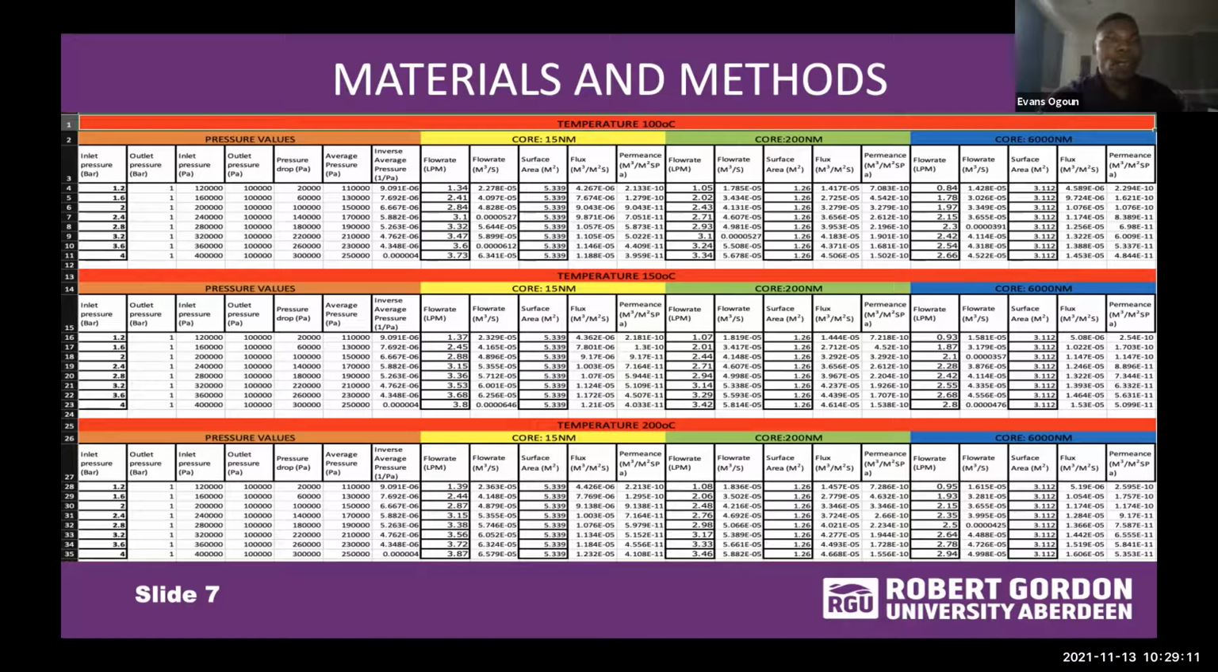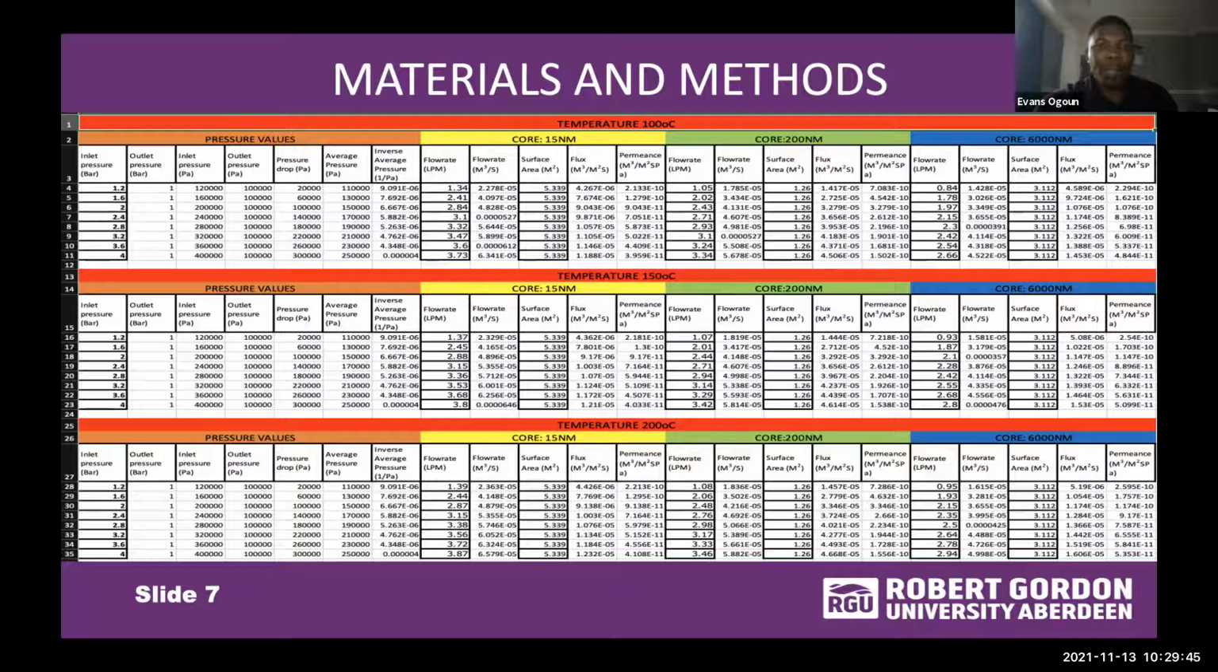From the first column, the inlet and outlet pressures in bar were gotten directly from the experiment and were converted to Pascal. The pressure drop was derived from the difference of the outlet and the inlet pressure in Pascal. The average pressure was computed by adding the inlet and the outlet pressure and dividing by 2, and then the inverse average pressure was derived by dividing 1 by the average pressure.